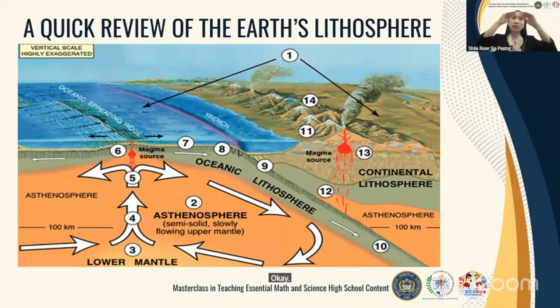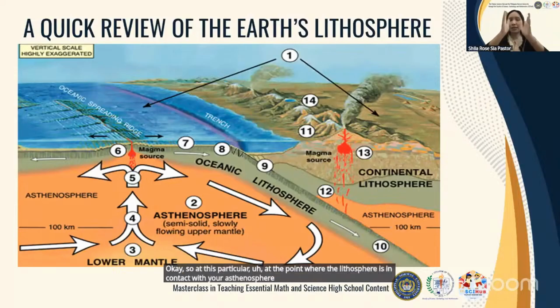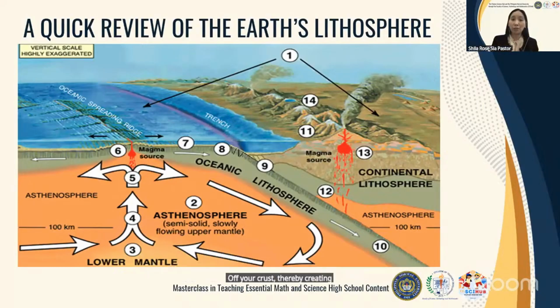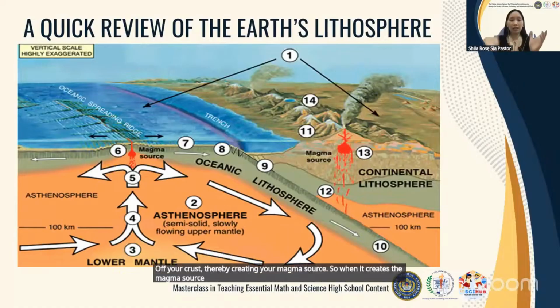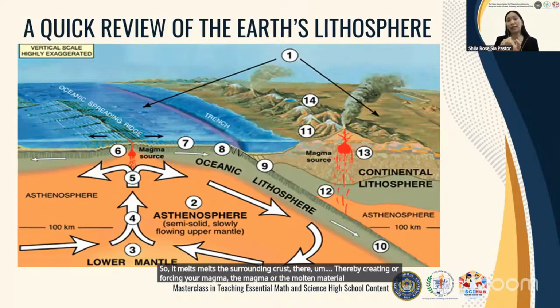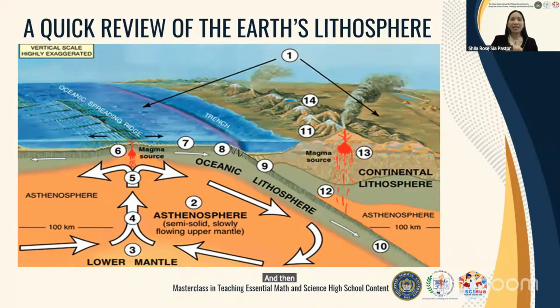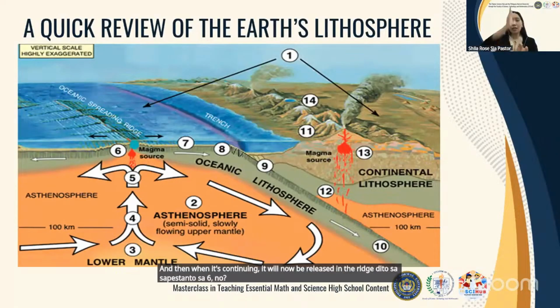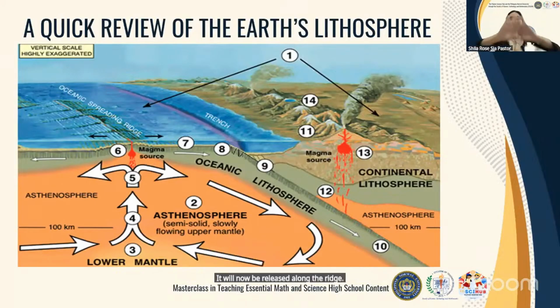Okay, so at the point where the lithosphere is in contact with your asthenosphere, the part where the rising happens, this will cause the melting of your crust, thereby creating your magma source. When it creates the magma source, there goes the heat transfer melting. So it melts the surrounding crust, thereby forcing your magma, the molten material, which is now technically less dense than the surrounding materials, to continue rising. And when it continues rising, it will be released along the ridge, creating your new crust.